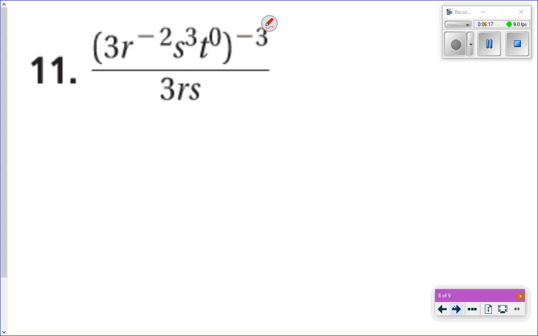All right, next example. This one's a little bit more involved. So I have 3r to the negative second, s cubed, t to the 0. All of that's being raised to the negative third power, over 3rs. Okay, so first thing I would do is take this negative 3 and distribute it.